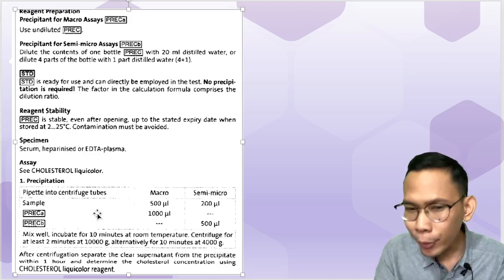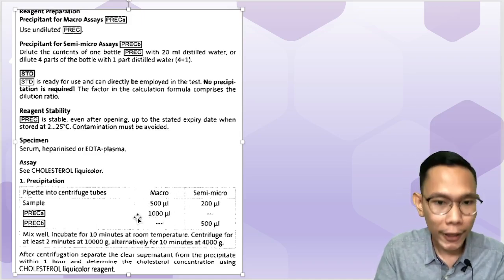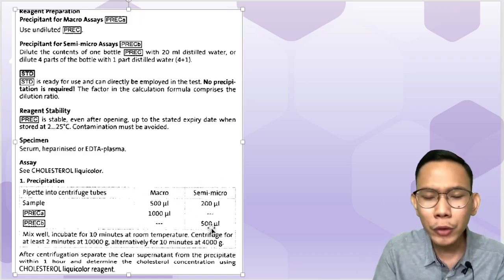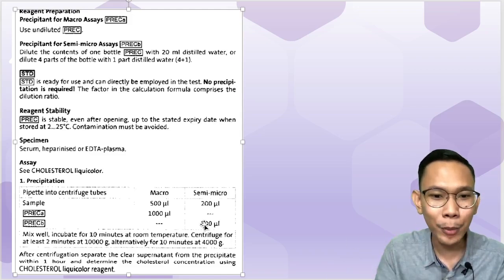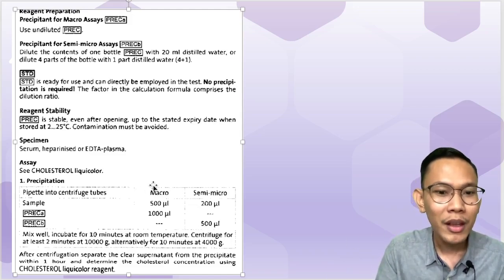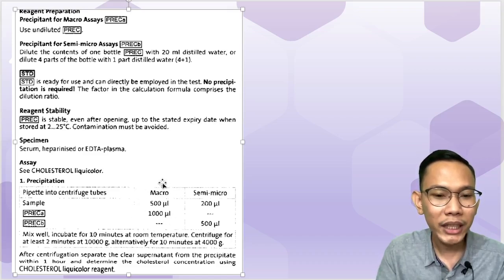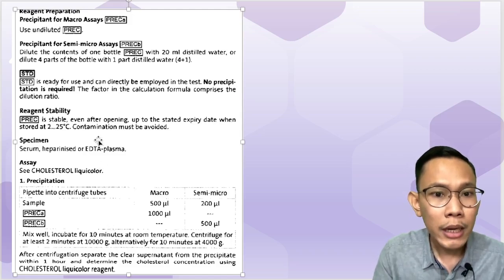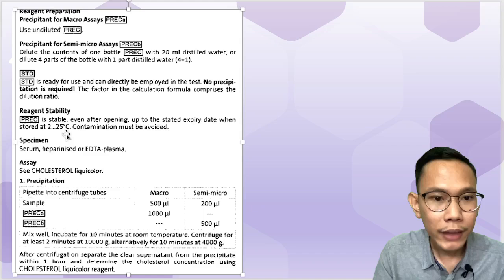Sige, Doc Von, anong gagamitin natin? Sige, daghan matag sample. Macro assay akong buhaton. So either way, hindi mo pwede pagsabayan, maggawa ng macro assay at micro. Pili ka lang ng isa kasi sayang yung sample natin, sayang ating mga reagents.